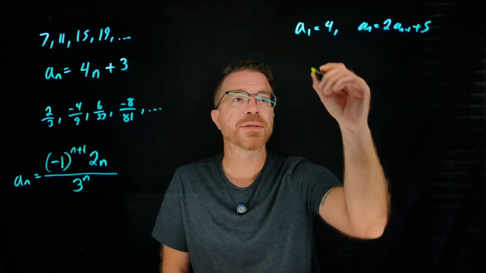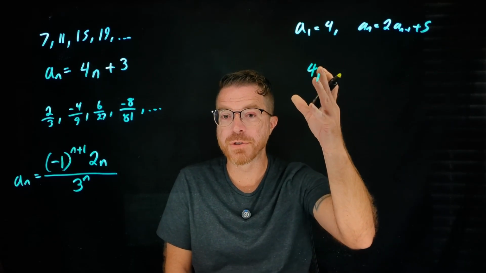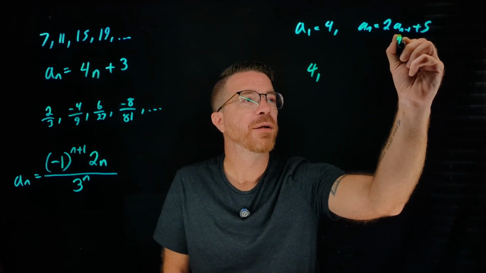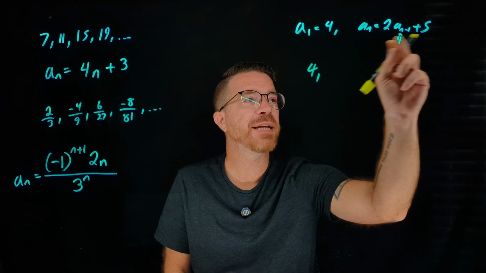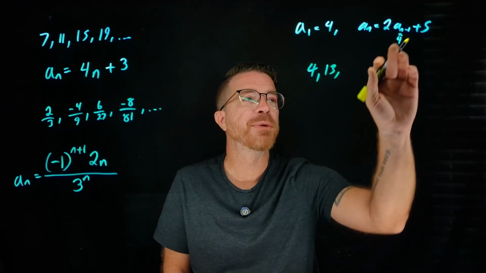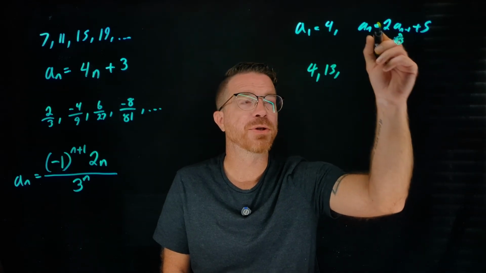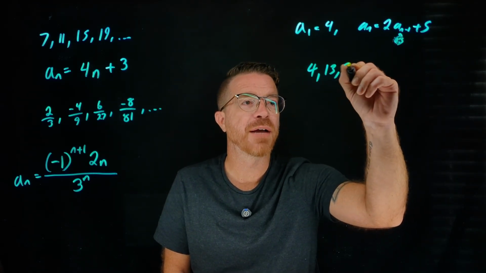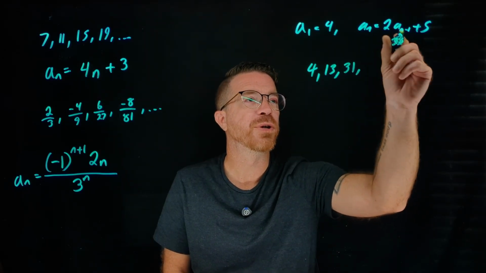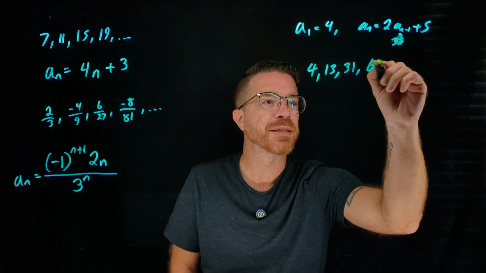So to begin our sequence, we have that a1 is equal to 4. So we're already given the first step. Now what I'm going to do is take that 4 and plug it into here. So I'm going to get 4 times 2 is 8, plus 5 is going to give me 13. And now I'm going to plug 13 in for the next step. So 13 times 2 is 26, plus 5 is 31. Then I'm going to plug 31 into this. So 31 times 2 is going to be 62, plus 5 is going to be 67.